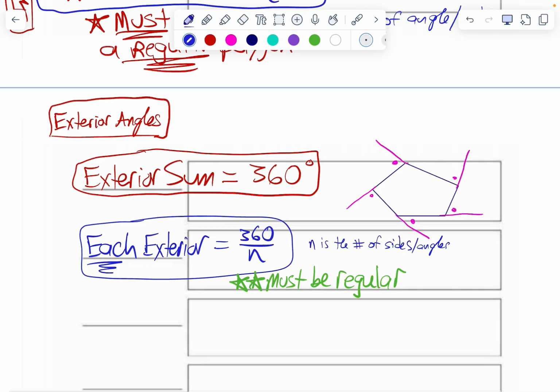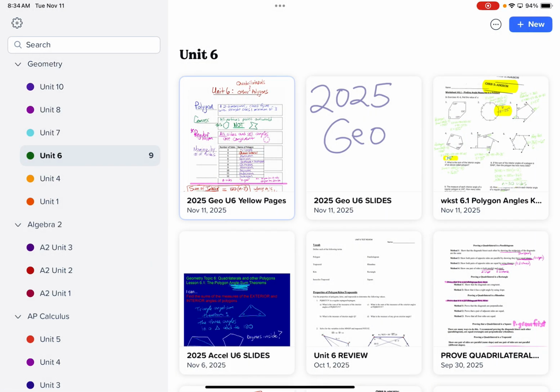Okay, so these you can see are easier. They always add up to 360, so you don't have to calculate how much they add up to. And as long as it's regular, we just divide by the number of sides to get each angle. So I'm not sure if it's needed to do an example for this. Let's look at a few, but I don't know if we need them in our notes.